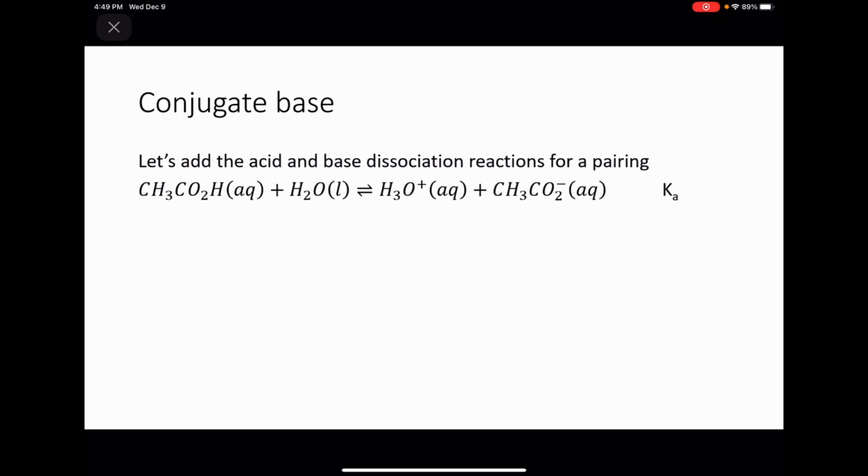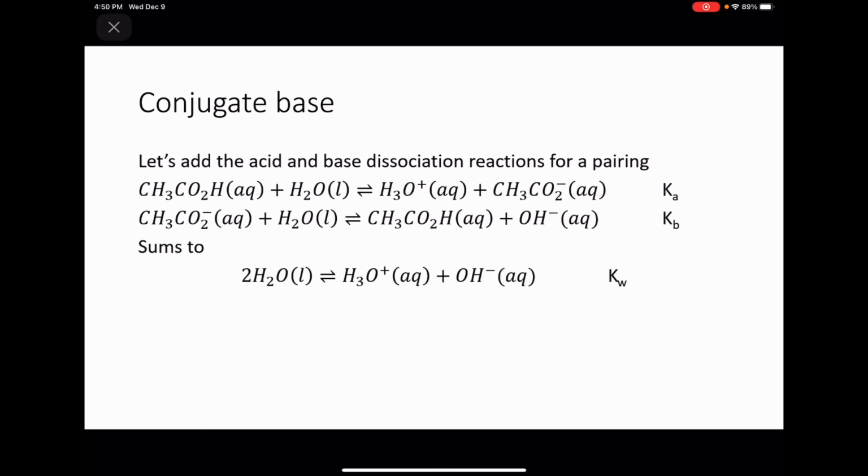We have acetic acid plus water, gives us H3O+ and acetate, and that's Ka. And then if we write the Kb with acetate and water, gives us acetic acid and OH-. Notice they're not exactly opposite of each other, but they're very similar. And if we were to add those together, and get rid of those that end up on both sides of the equation, so let's sum it up, the acetate and the acetic acid will cancel, and we're left with two H2Os giving us H3O+ and OH-.